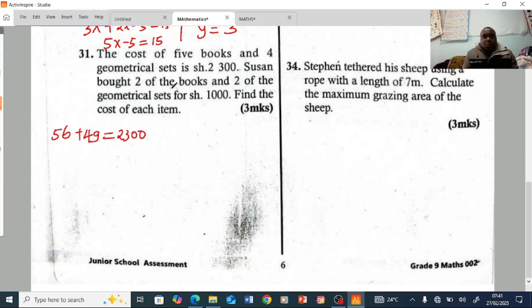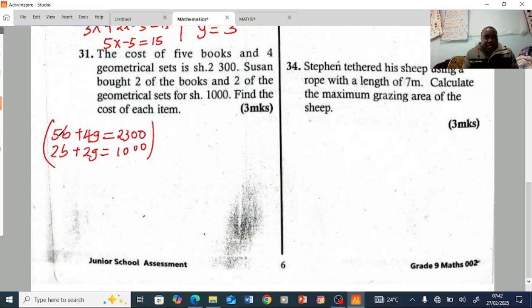Susan bought 2 of these books, 2b, and 2 sets, 2g, of the individual set, for shillings 1000. Find the cost. Now here, you can use elimination. Let me eliminate g, or let me eliminate b. You can eliminate any of your choice. So I will eliminate b.